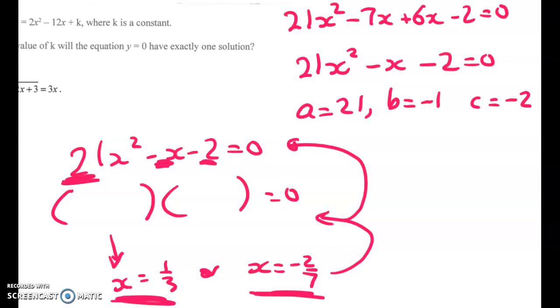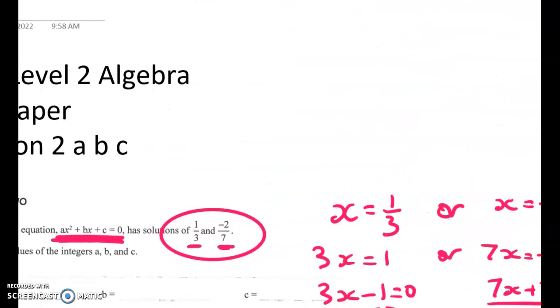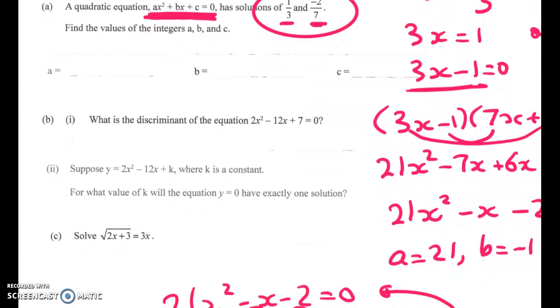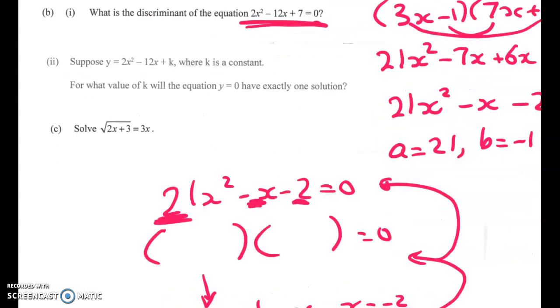Hopefully most of you found that question pretty straightforward. I'm pretty sure that one's going to be an achieve tick. Okay, so the next one will be, what is the discriminant of this quadratic equation here? 2x squared minus 12x plus 7.